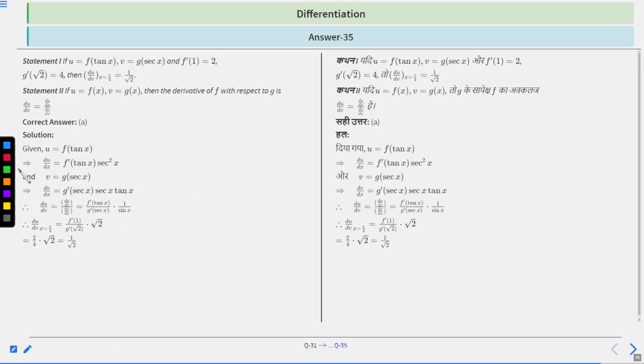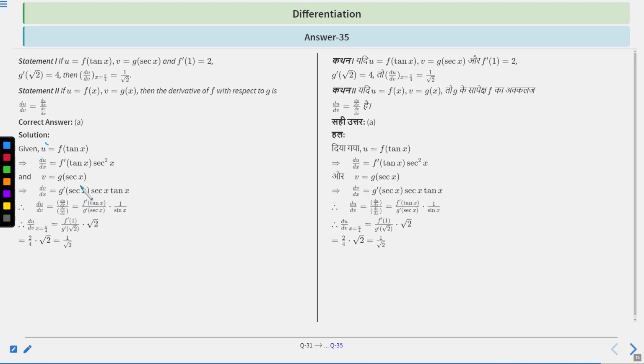Okay, let's come to the solution part. u is equal to f of 10x, so du by dx is f dash 10x into sec square x, and v is equal to g of sec x, so dv by dx is equal to g dash sec x into sec x tan x. Now let's find du by dv by dividing du by dx upon dv by dx, which is equal to f dash 10x upon g dash sec x into 1 by sin x, right?